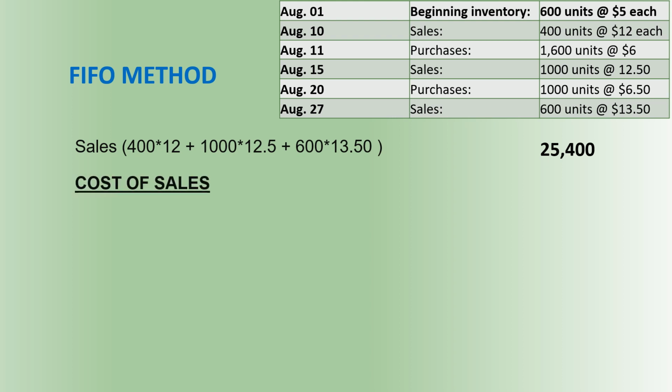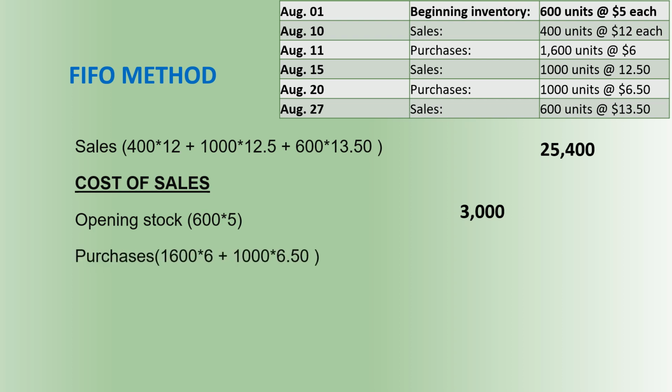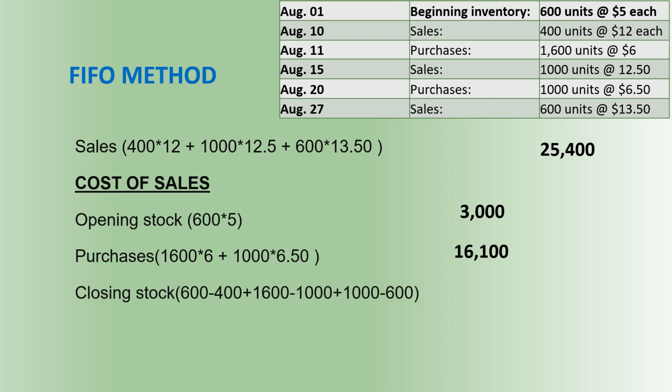Now let's see how we are going to calculate the cost of sales. So first we are going to take the opening stock or the beginning inventory. That is 600 into $5. It will give 3,000 for you. Then we are going to take the purchases. So there are only two purchases. That is 1,600 into 6 and 1,000 into $6.50.